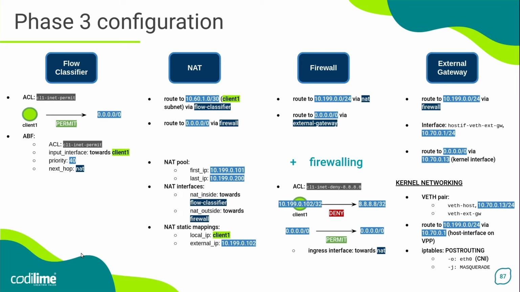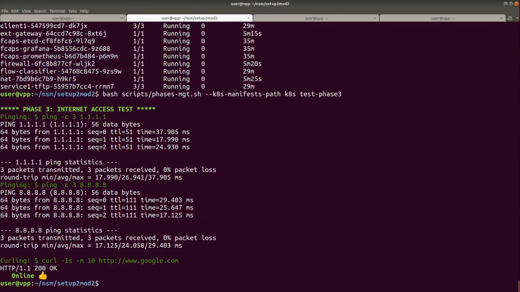Previously, we have set static mapping on the NAT for client 1, so the traffic from client 1 from the firewall perspective has an IP address of 10.199.0.102. Using an ACL, we can block traffic coming from that address that is destined to Google DNS. So we add two rules, one to deny such traffic and a second to permit any other traffic. Okay, so let's add the filtering.